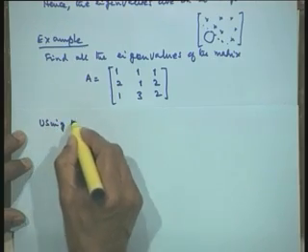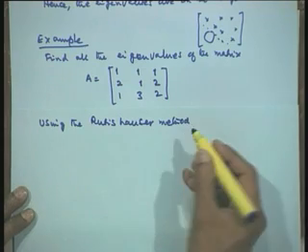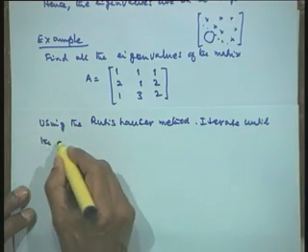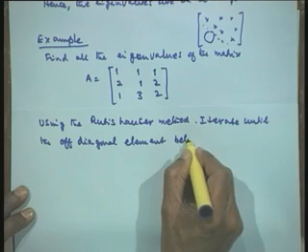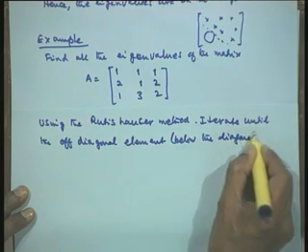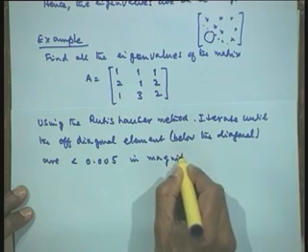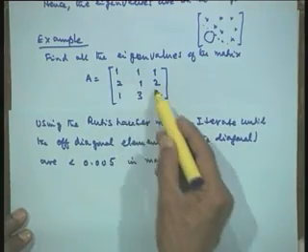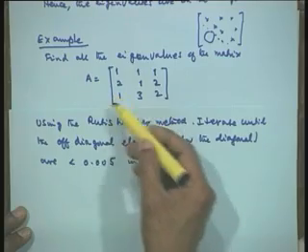Using the Rutishauser method, let us also put the criteria for stopping: iterate until the off-diagonal elements below the diagonal are less than some tolerance, let us put 0.5, in magnitude. It is necessary to give this criterion, because in the limit this is going to reduce to an upper triangular form. Therefore, these three elements are going to go to 0, and since we are on a computer, we have to say what tolerance we are giving for the eigenvalues. Depending on that, the number of iterations or decompositions will depend.